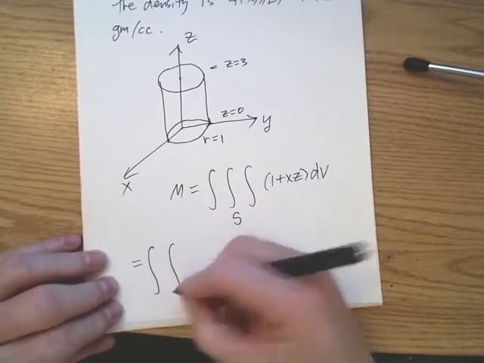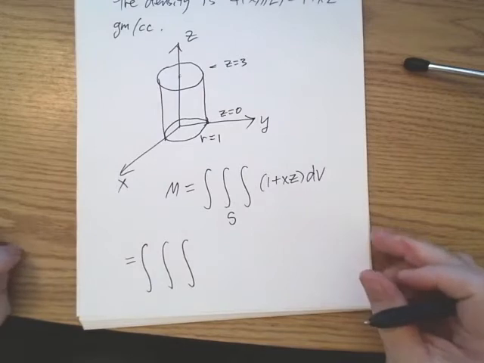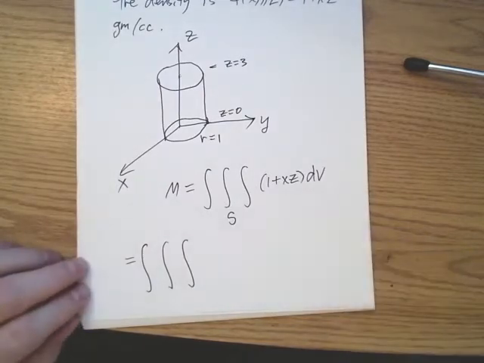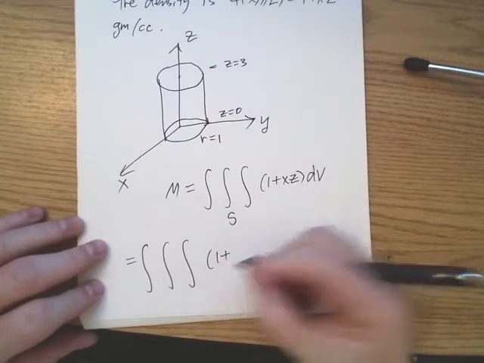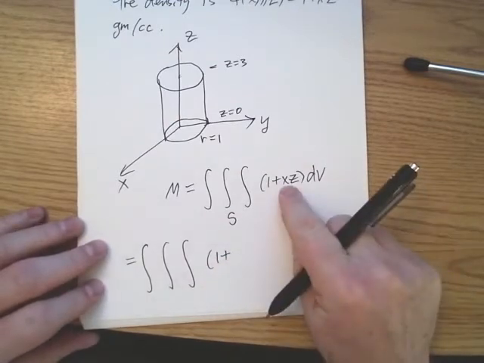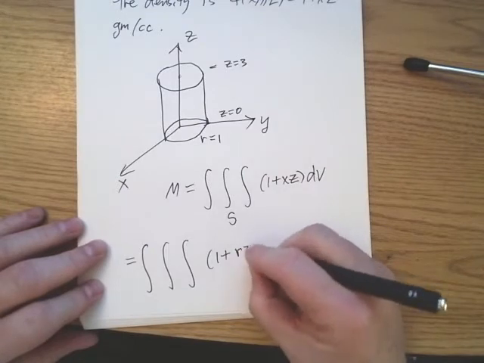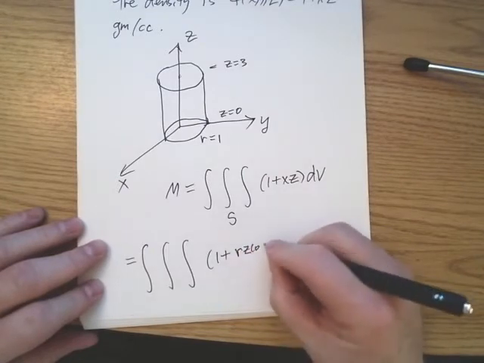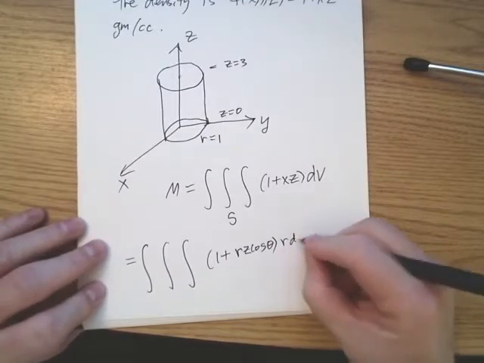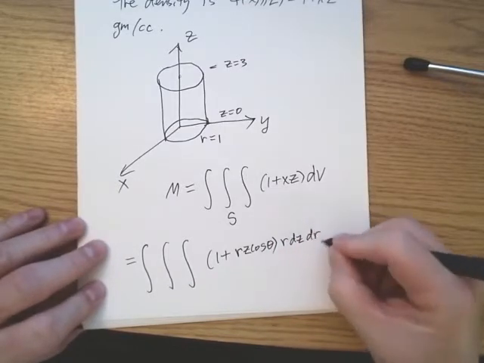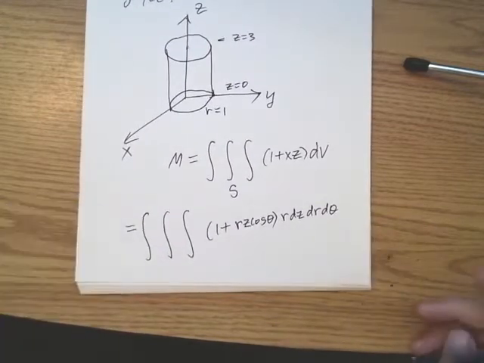Well, this cylinder has an axis of symmetry being the z-axis, so it seems like using cylindrical coordinates might be a good thing to do, in which case I'm going to change x into r cosine theta. So I'll write r z cosine theta. And then we'll have what? r dz dr d theta. This will be pretty much our typical order here.